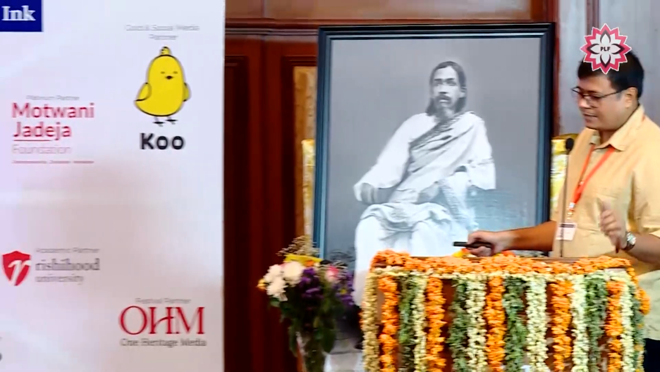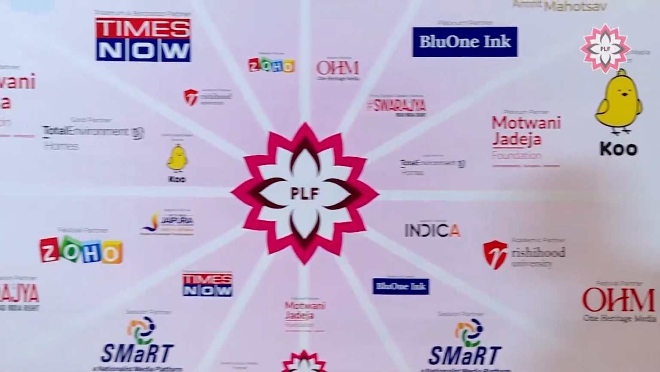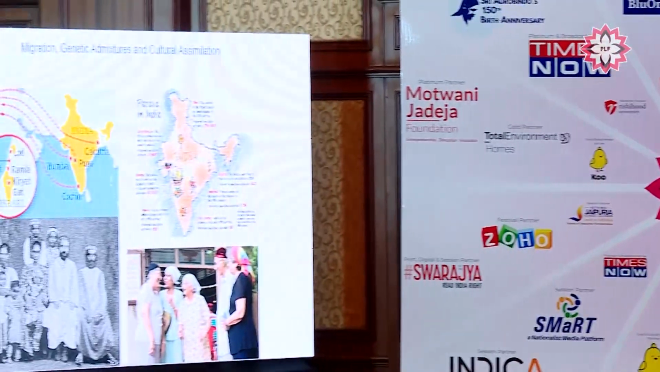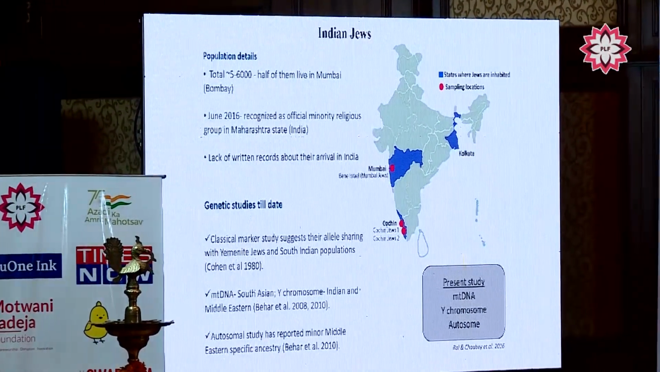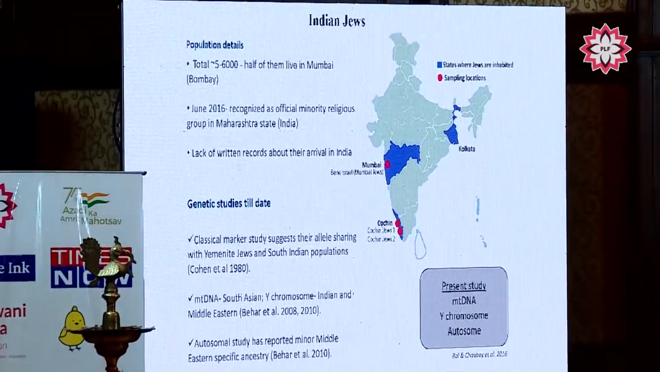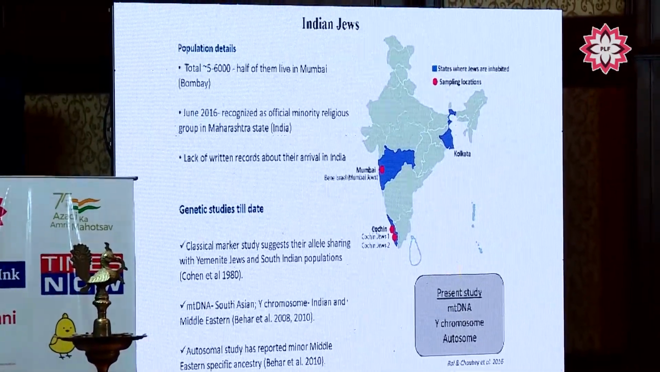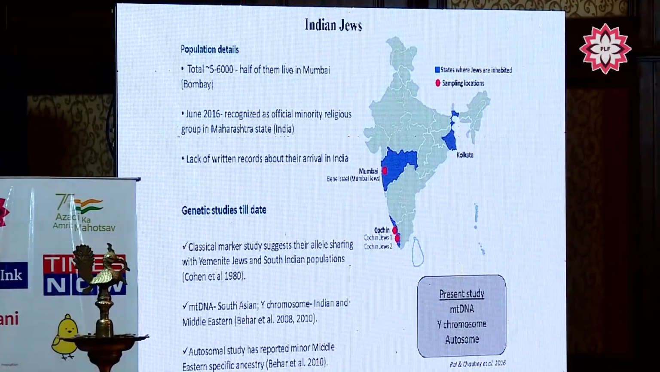Likewise, the Jews arrived in India somewhere around the 3rd, 4th, 5th century AD, and they settled in some pockets of the Indian subcontinent. Mostly they are found in Cochin, a few colonies in Mumbai, and a few in Kolkata. We collected samples from all these population groups and analyzed their DNA data. We found that Indian Jews came here around 40 to 50 generations before present. If you count one generation as 25 years, around 700 years back they came here and settled here.